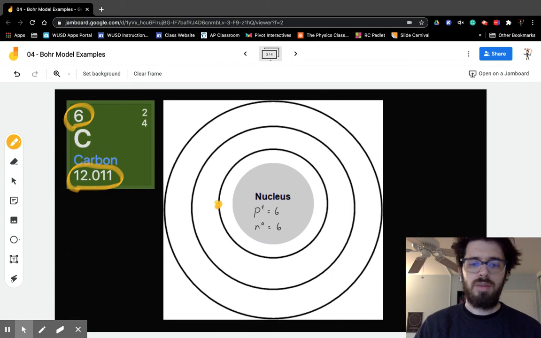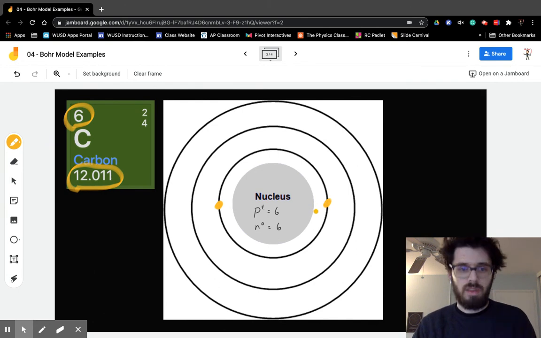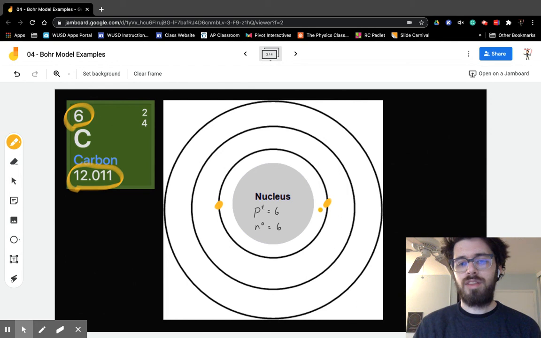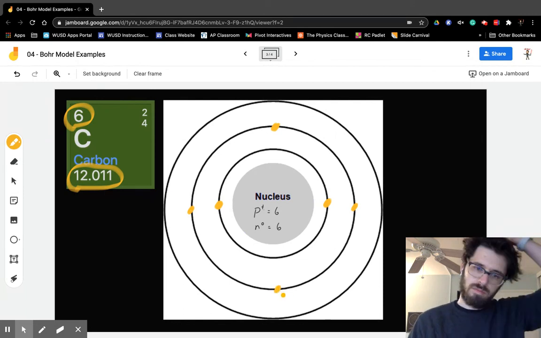So as a reminder, 2 electrons go into the first orbital. 6 minus the 2 is going to be 4. So that means that we can have 4 electrons in this next orbital. Okay.